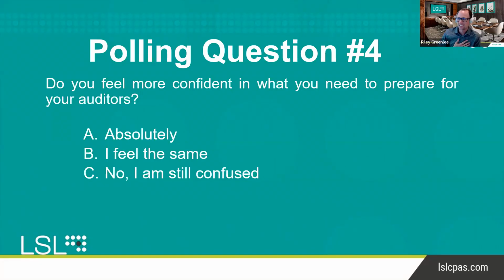Most people are at least a B. But if you're a C and you're still confused, I totally understand. Please put something in the Q&A. You can find that Q&A right next to the chat icon at the bottom or top of your screen, depending on how you're set up. Or just reach out to LSL or your auditor at a later date. Hopefully they can answer those questions for you.